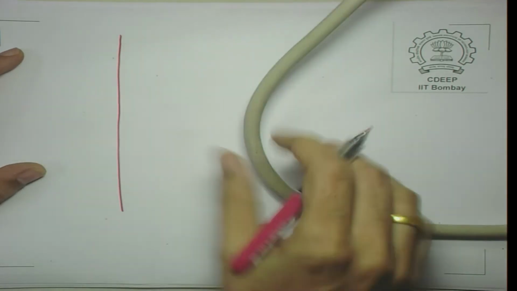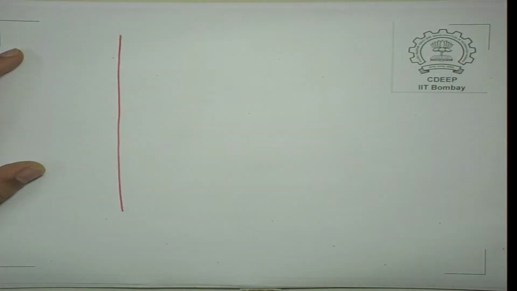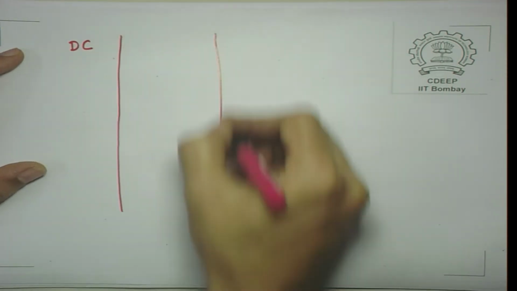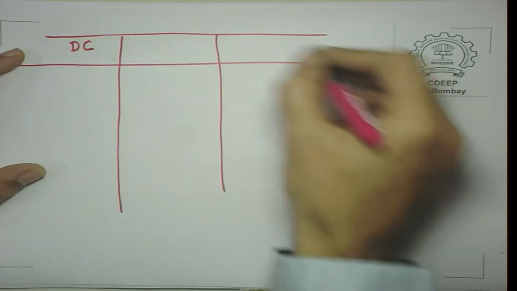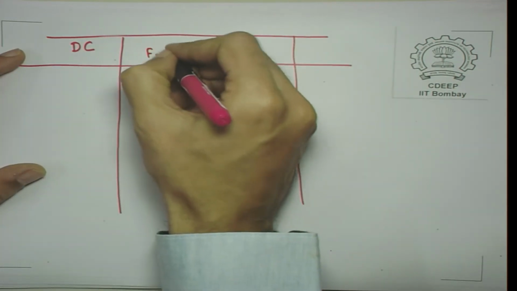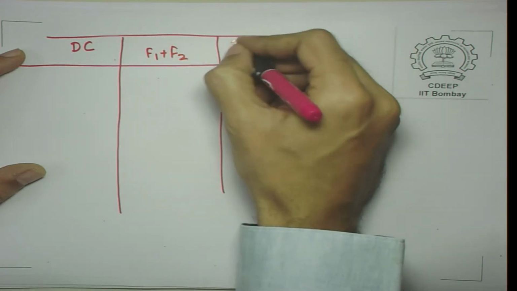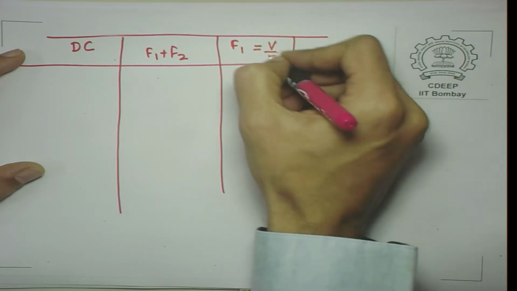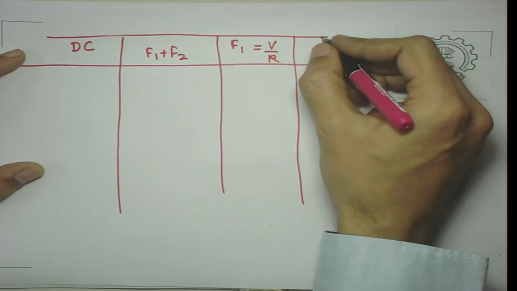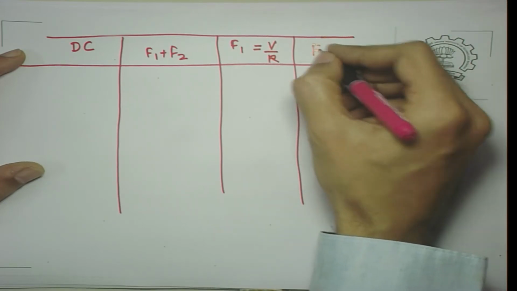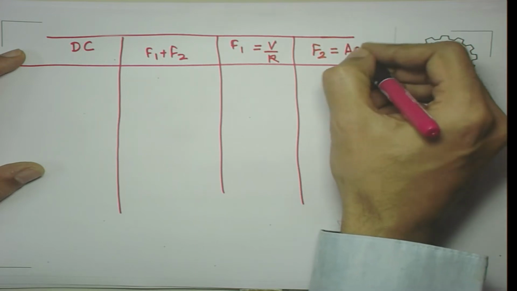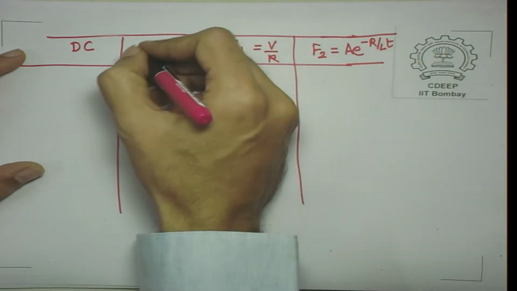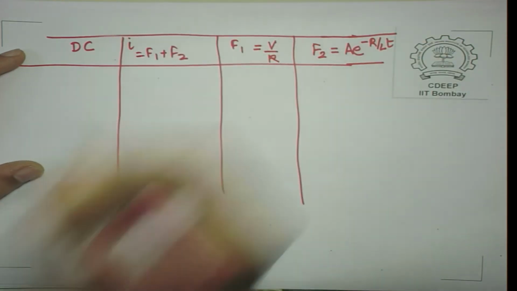So, if you have got a DC source, what we have is the response F1 plus F2, where F1 is the DC response, we are talking of DC here, equal to V by R, and F2 is the natural response, which has the form e raised to minus R by L times t. So, your total response is I is equal to F1 plus F2.